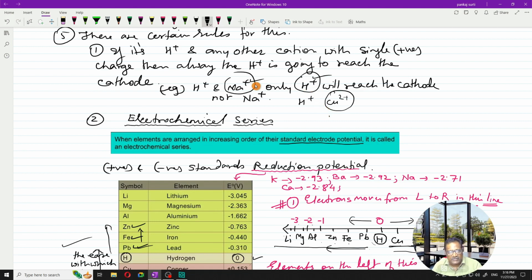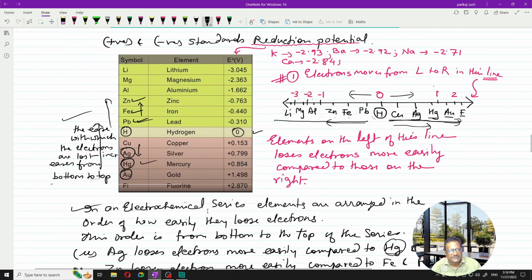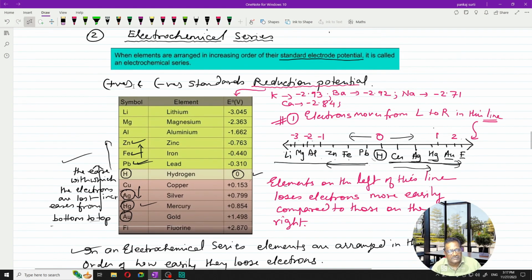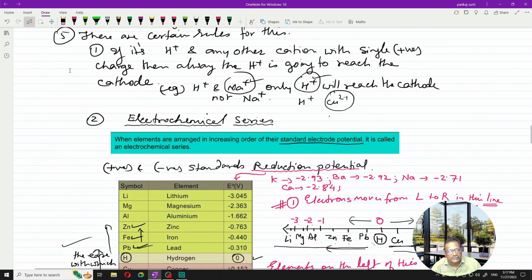Why hydrogen? Because sodium will be at a place which is above hydrogen. The place of sodium is not given in this particular table, but it is somewhere around here, in place of lithium, having a negative value. So it will definitely be above the hydrogen. All the elements which are above hydrogen are going to lose that race of reaching the cathode. So sodium being above hydrogen is going to lose the race, and hydrogen is going to reach the cathode.